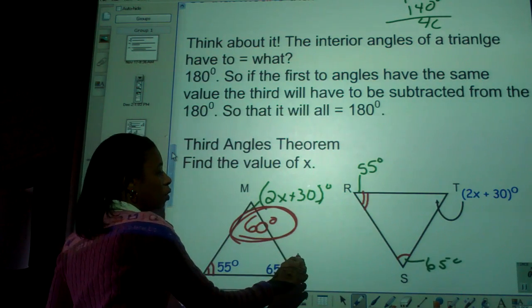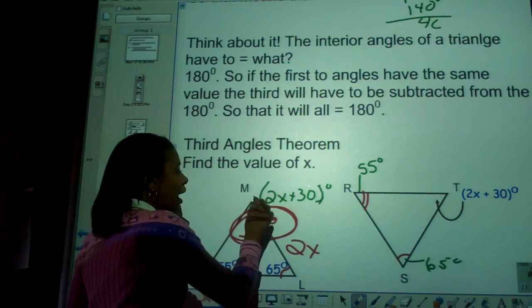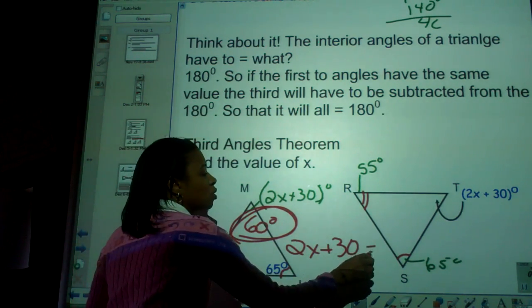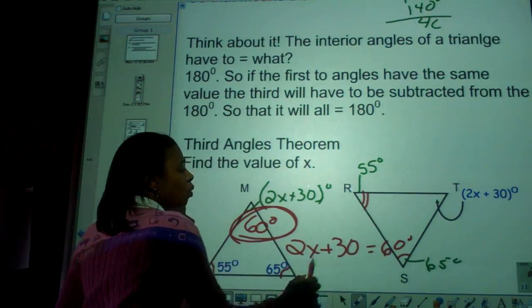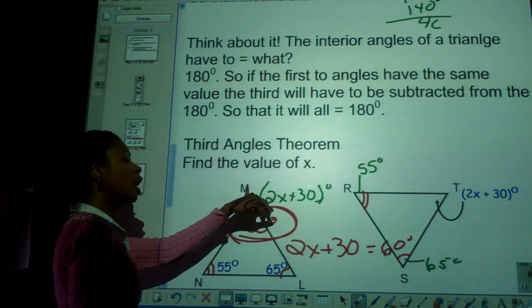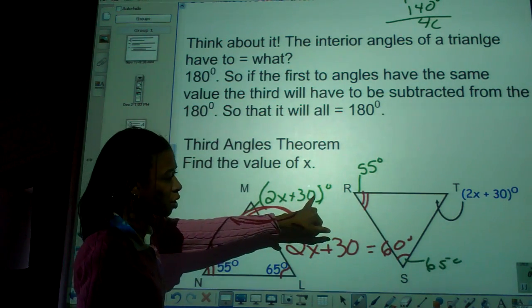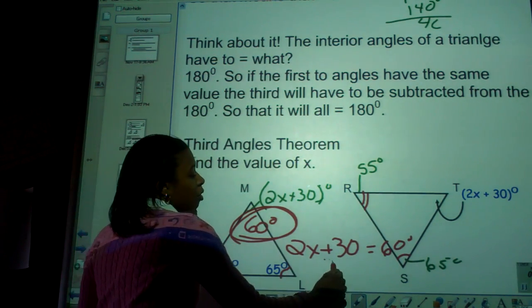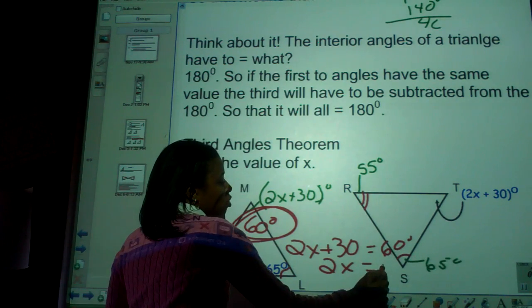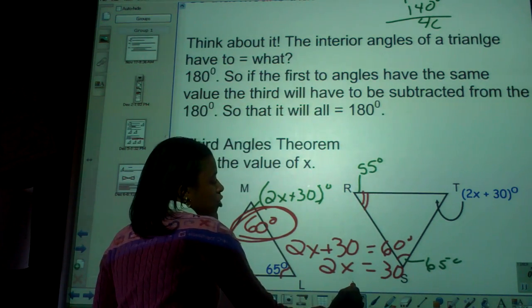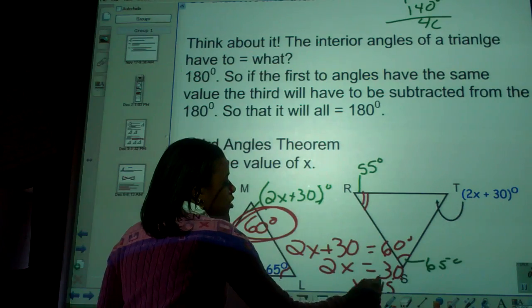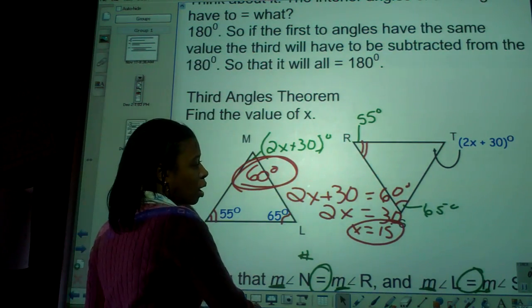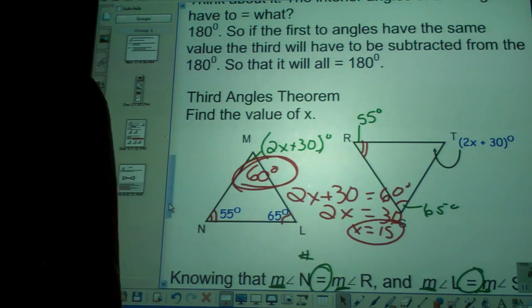Well, they said that the measure of angle M is 2x plus 30, and they also tell me that that's equal to 60 degrees. I set them equal to one another because I know that M, I can write it as 2x plus 30, or I can write it as 60 degrees. Subtract 30 on both sides. 2x is equal to 30. Divide both sides by 2. x equals 15. So x is equal to 15. And we'll pause here for part 1 of 4-2.